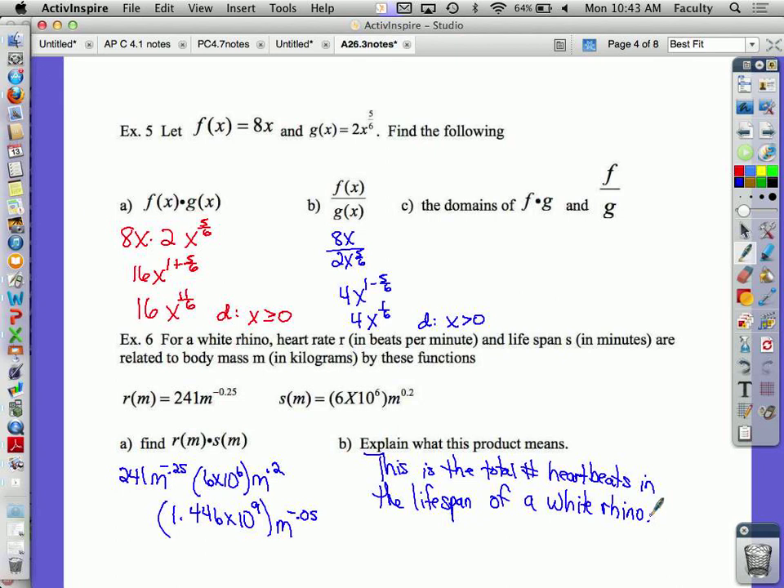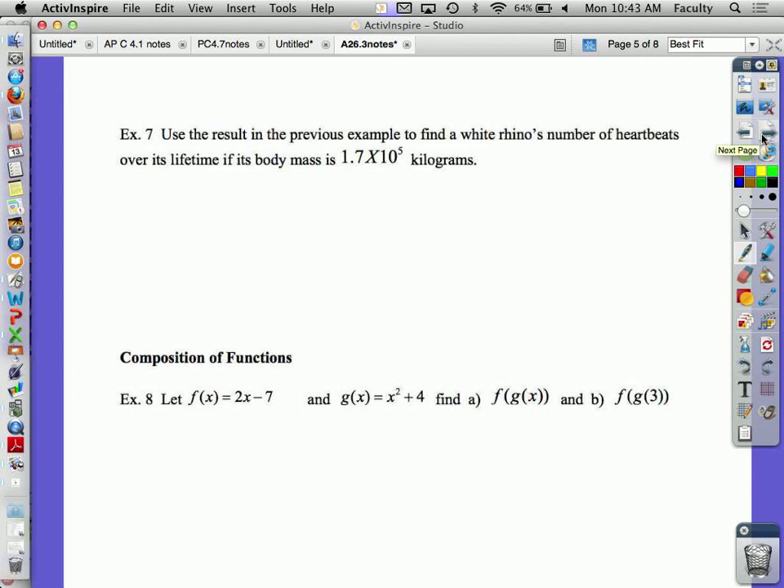Alright, then I wanted to get to example 7 today, and then that's where we're going to stop. It says in example 7, use the result in the previous example to find a white rhino's number of heartbeats over its lifetime if the body mass is 1.7 times 10 to the 5th. So this is our 1.446 times 10 to the 9th. Then the mass is 1.7 times 10 to the 5th. And then we're going to raise that to the negative 0.05 power.